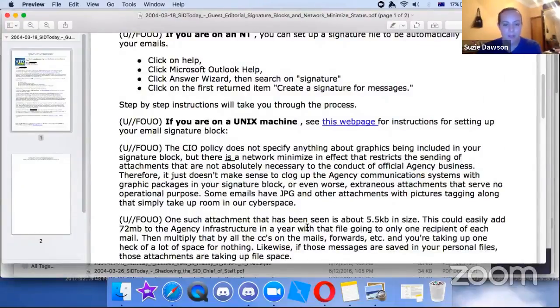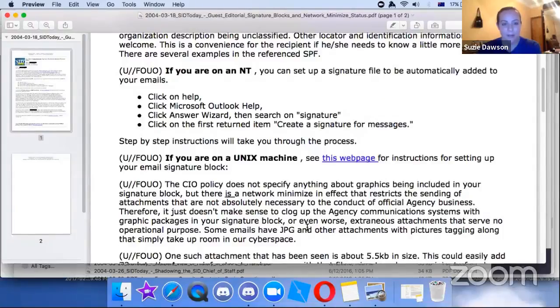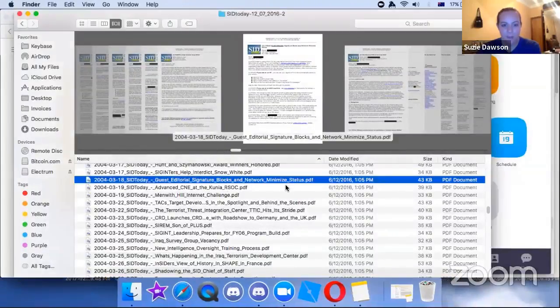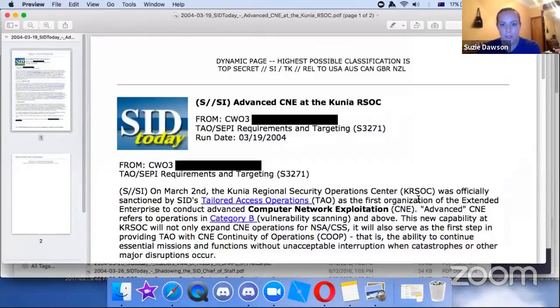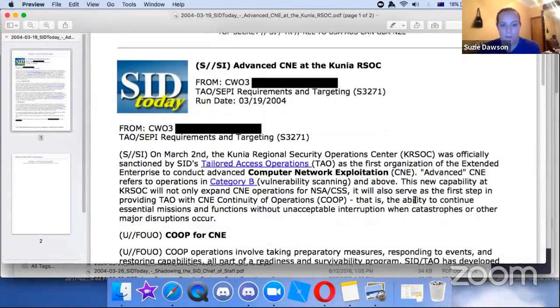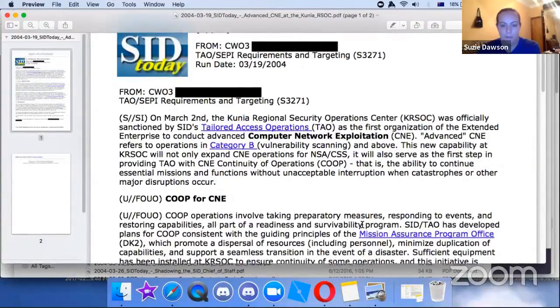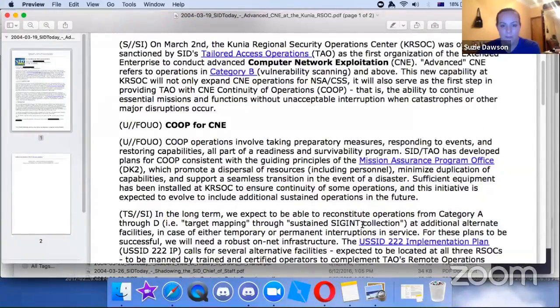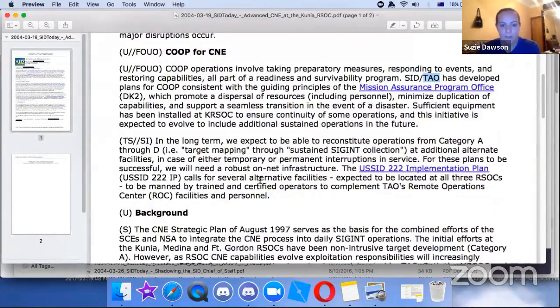And they don't want people sending JPEGs around. Well, the CIA Vault 7 files had thousands of JPEGs, like random internet memes and stuff. Okay, advanced computer network exploitation at the Kunia ASOC. Kunia, this is Hawaii, isn't it? I'm pretty sure. And there's the tailored access operations group. So it's just disaster recovery.